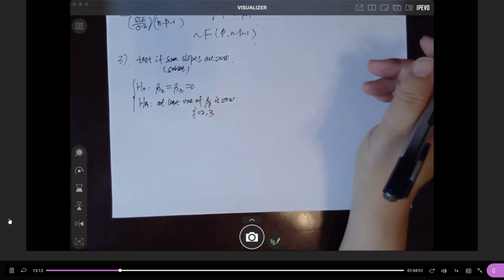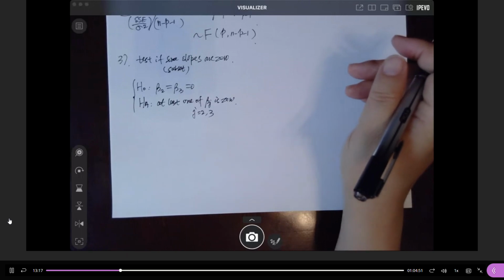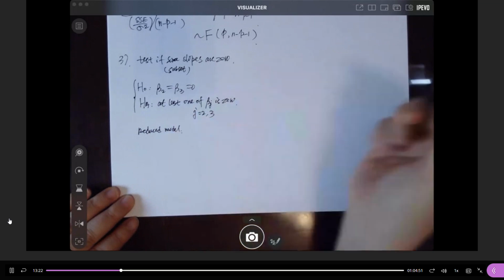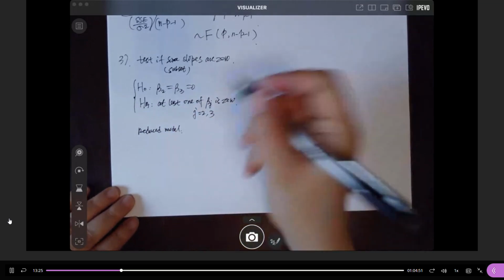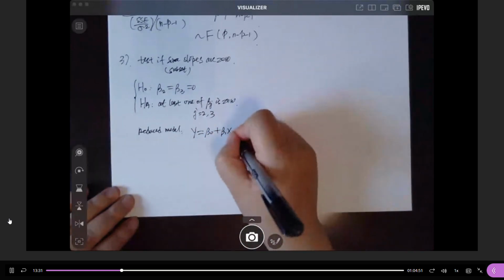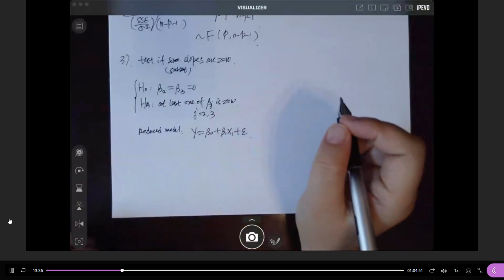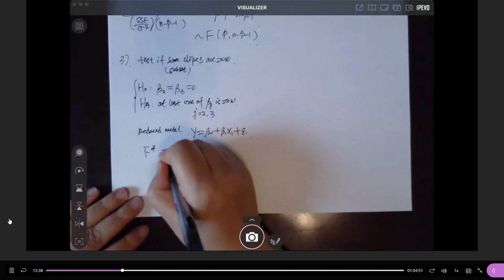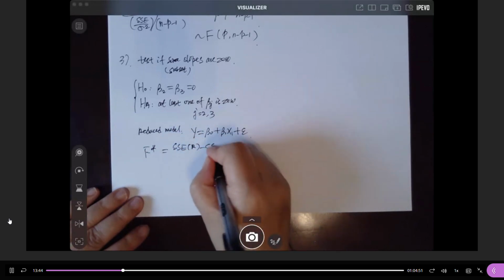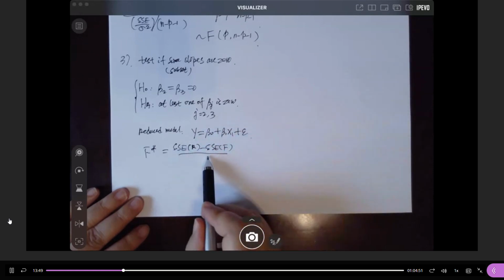So how do you test if some of that is 0? We still use the general formula. We compute the F star. In this case, you first come up with your reduced model. If you're testing beta 2 and beta 3, beta 1 remains in the model. So y equals beta 0 plus beta 1 x1 plus epsilon. That's your reduced model. Then you compute your F star, which is SSE for the reduced model minus SSE for the full model.